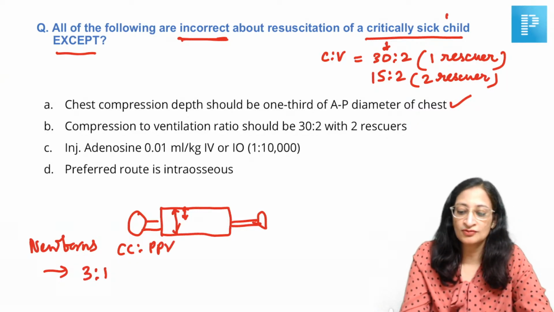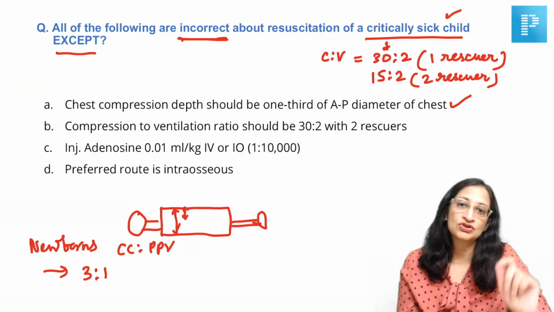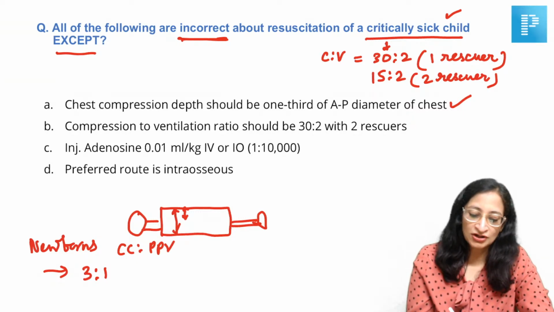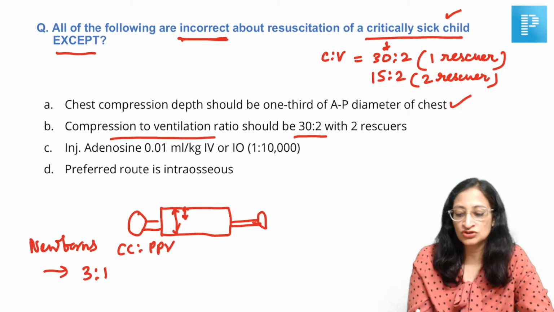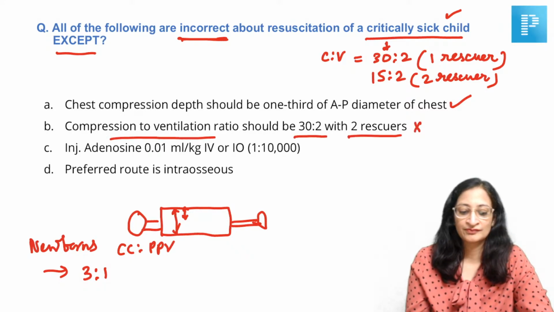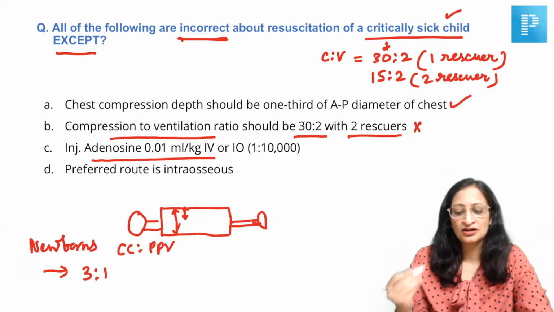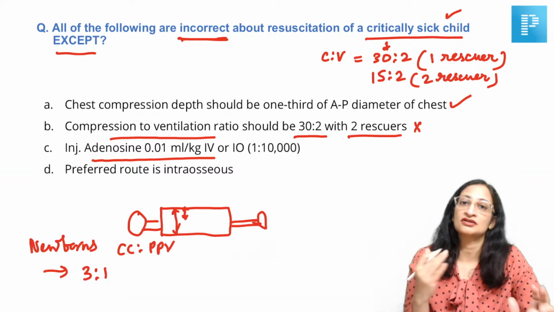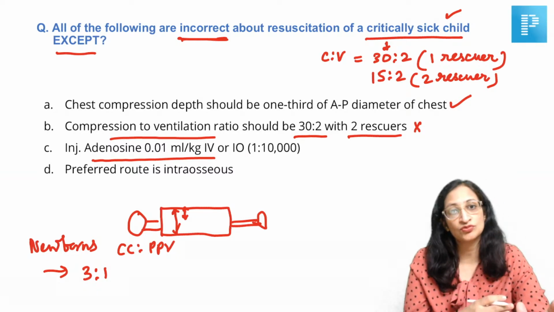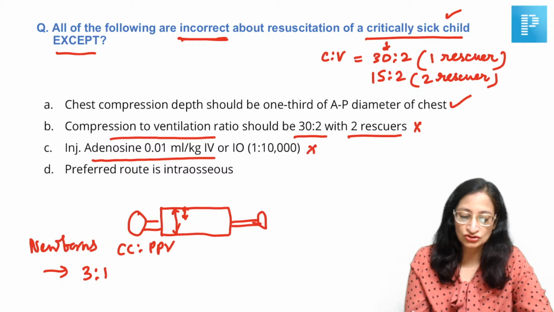But here we are talking about a critically sick child. So with one rescuer it is 30:2 and with 2 rescuers 15:2. But here, what is the option given? Compression to ventilation ratio should be 30:2 with 2 rescuers. That is incorrect. Injection adenosine 0.01 ml per kg IV. Injection adenosine is not given during resuscitation of a child or a newborn. It is injection adrenaline that is given, not adenosine. So this is also wrong.